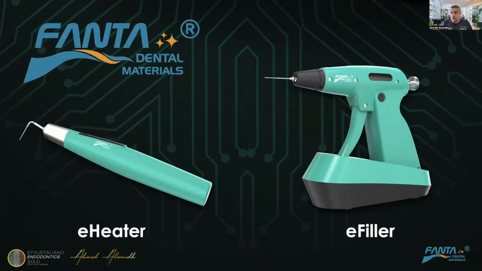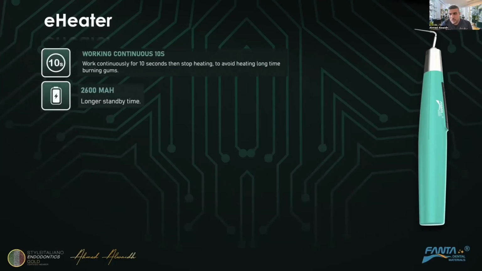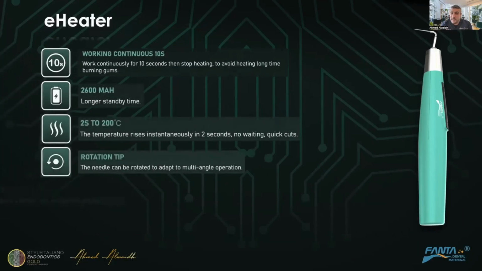And by the way, all continuous wave of condensation consists of two devices. We need the first device, which is the heat source that can compact our gutta-percha to the apical third. Then we need another device to backfill our root canal system with a thermoplasticized or heated gutta-percha. So we have the Elements Free and Obturation by Fanta. What are the characteristics or properties of these devices? Let's go for the first.